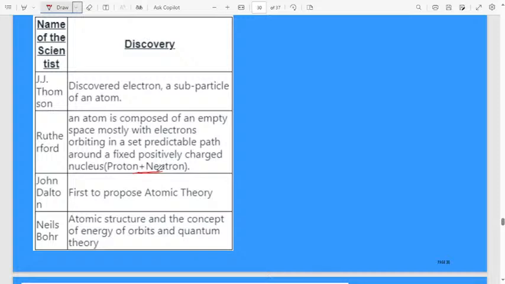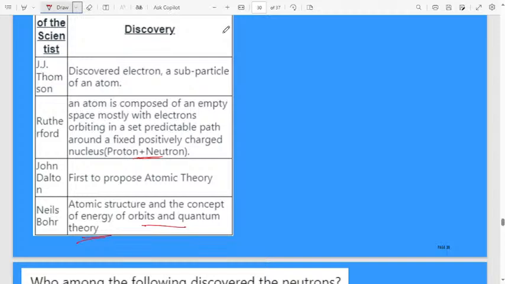Rutherford discovered the nucleus of an atom. Then the nucleus contains neutrons, a combination of proton and neutron. John Dalton, first to propose atomic theory. Neil Bohr, atomic structure, concept of energy of orbitals and quantum theory. Everything was explained by Neil Bohr. Remember this one, very very important.